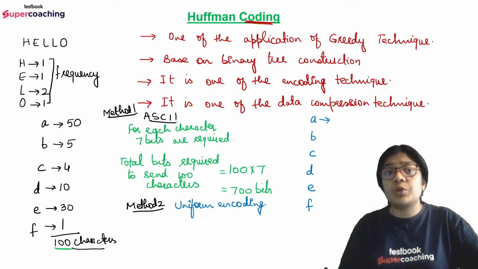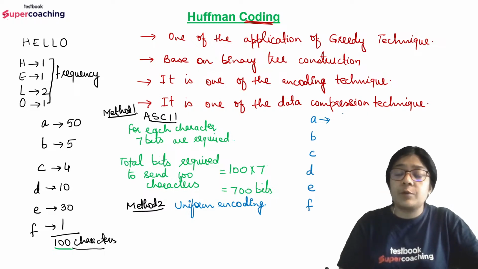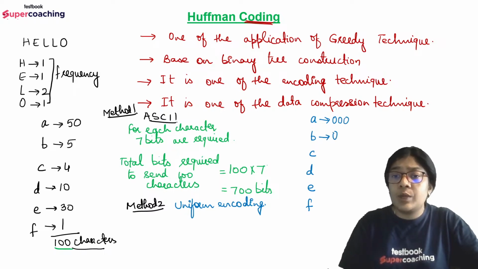But since we want to reduce the code length, that's why we are focusing on the minimum number of bits. So let's say in order to represent A, I'm using 000. To represent B, we are using 001, 011, 100, 101, 110.